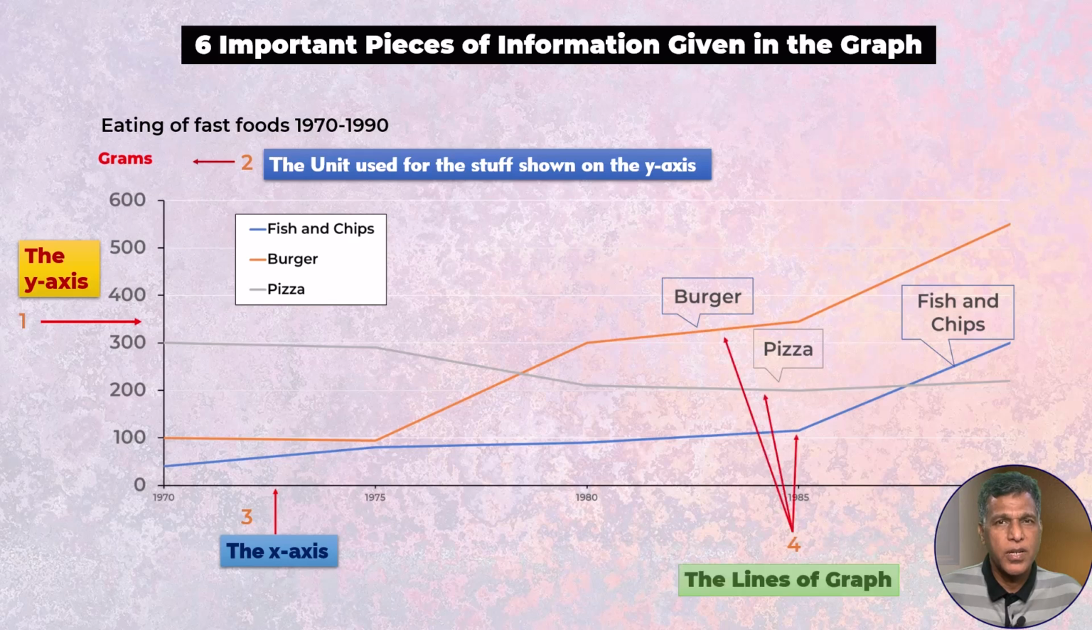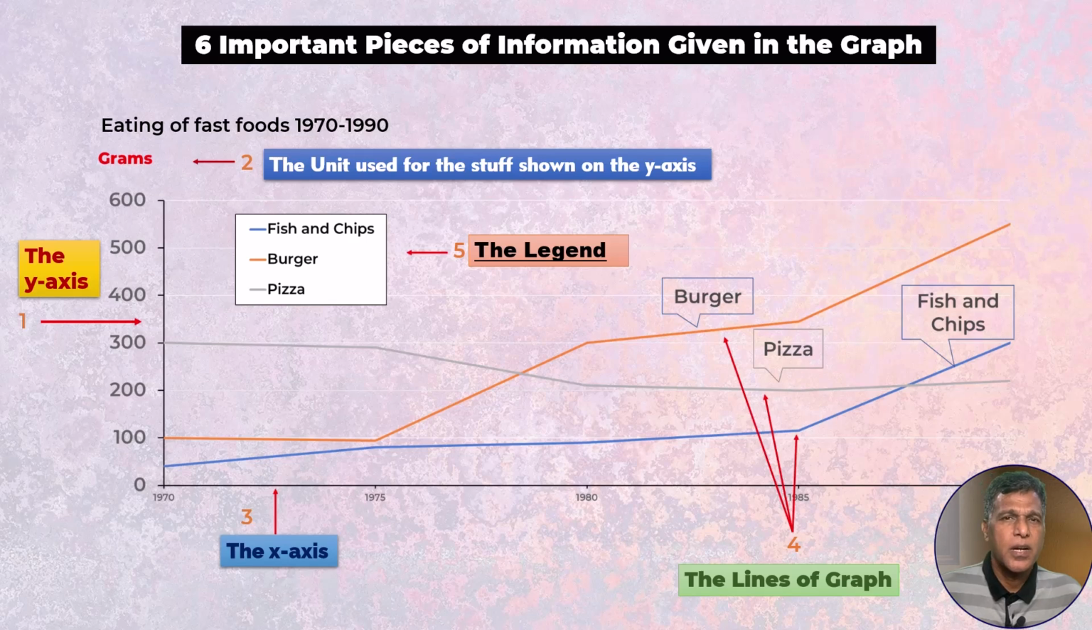Then we have the lines or trends. These lines have their names, and to know them, we go to the legend. In the legend, you see color coding. For example, fish and chips is in blue, burger is in red, pizza is in brown. And those same colors match the lines.